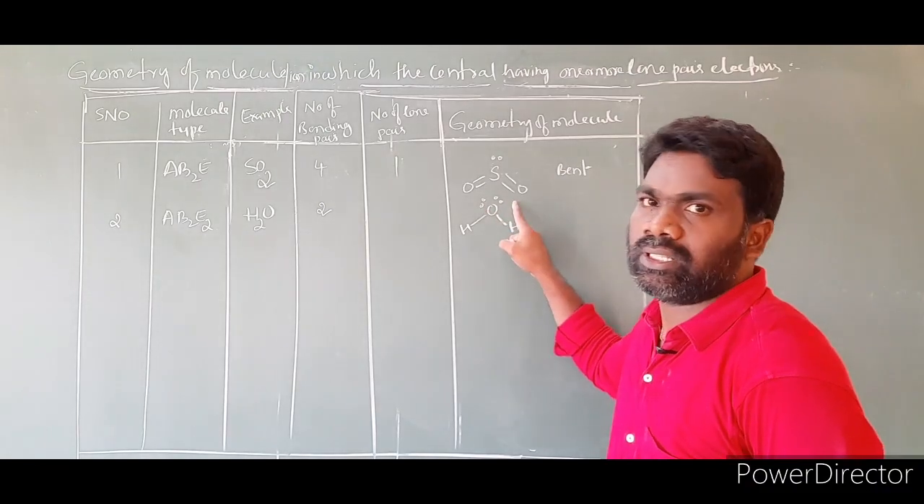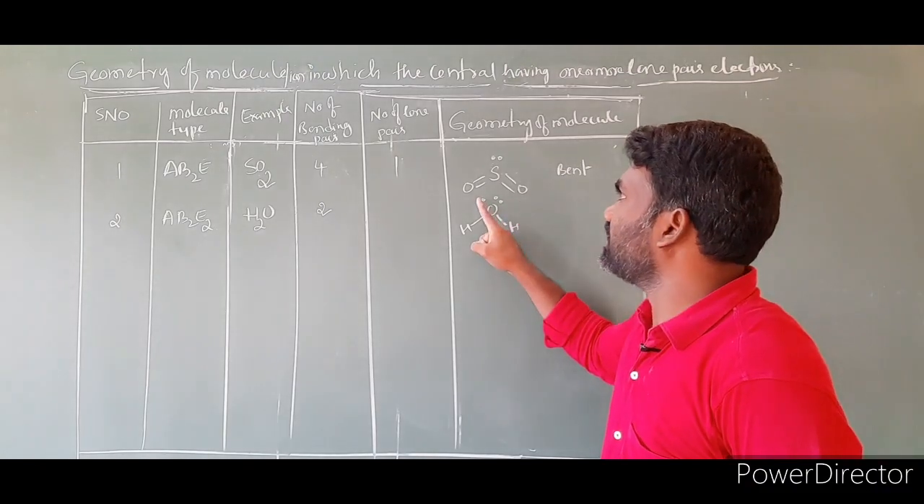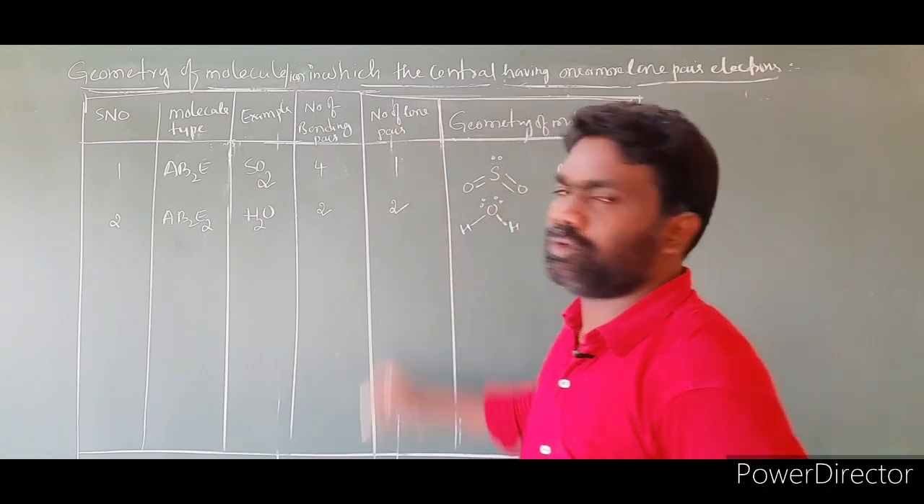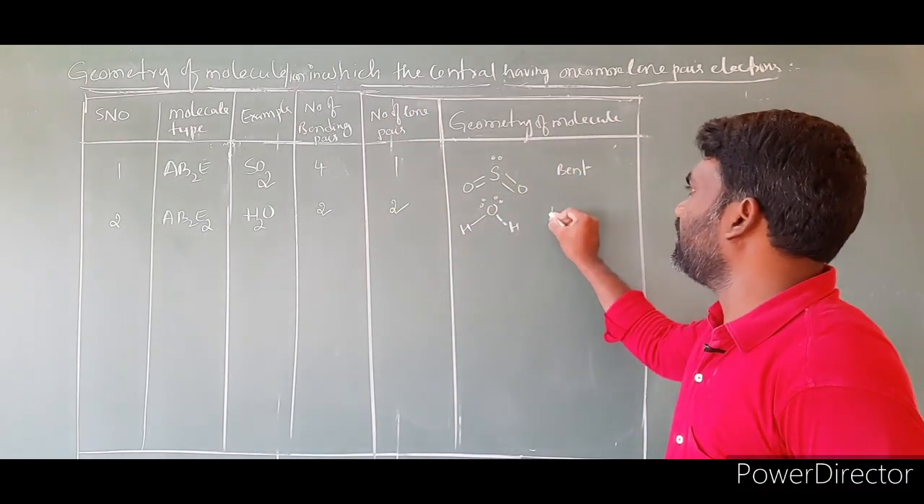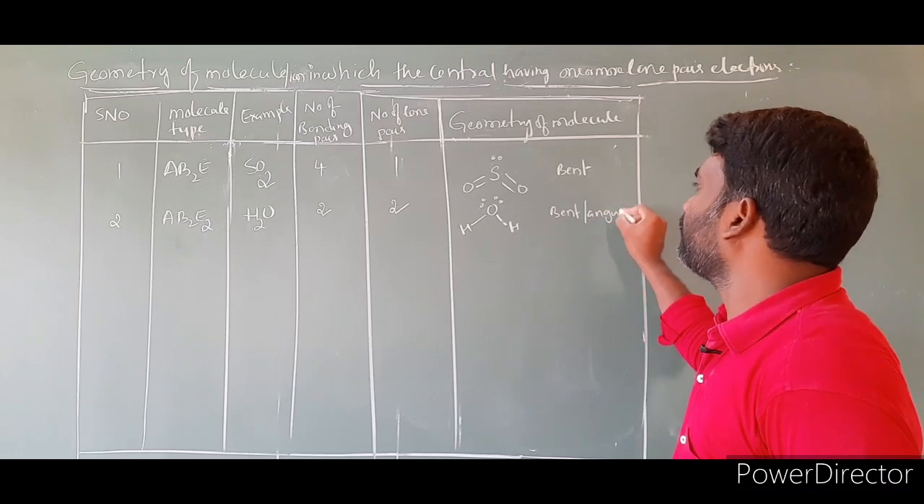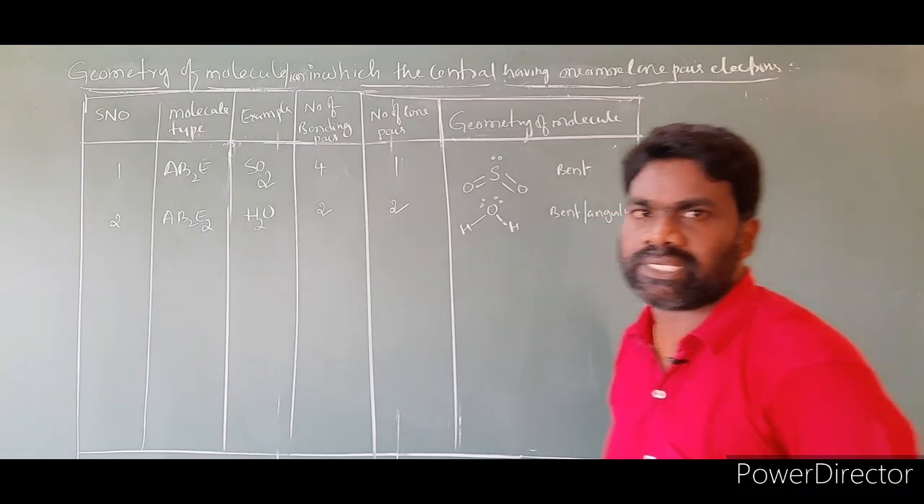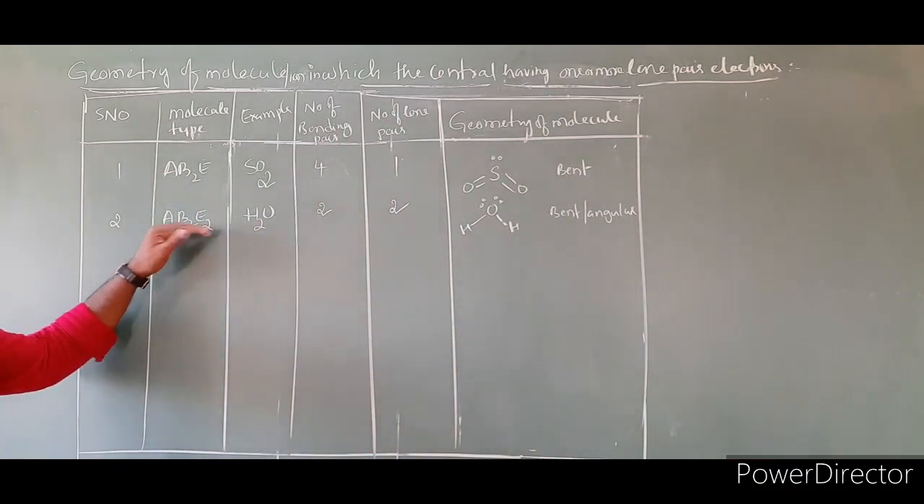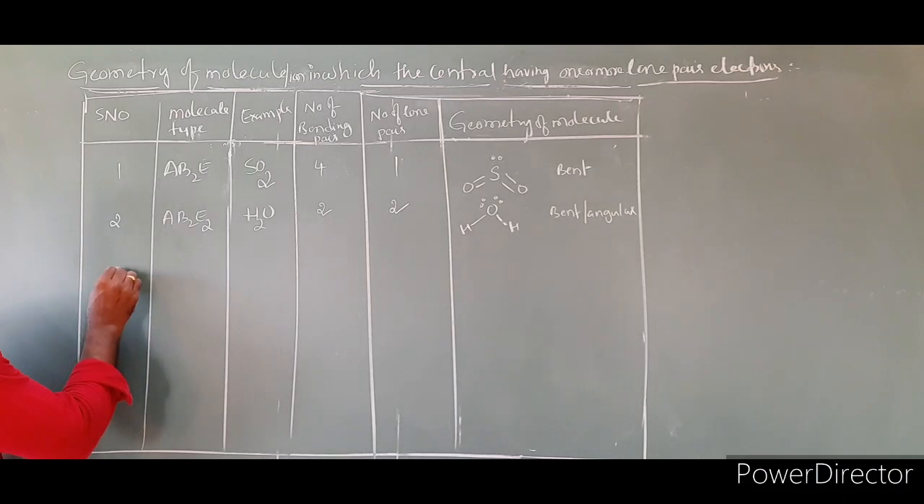2 lone pairs, or 4 lone pair electrons. The number of lone pairs is equal to 2. The shape of the molecule is also bent or angular. This is the second example, an AB2E2 molecule. Example number 3.